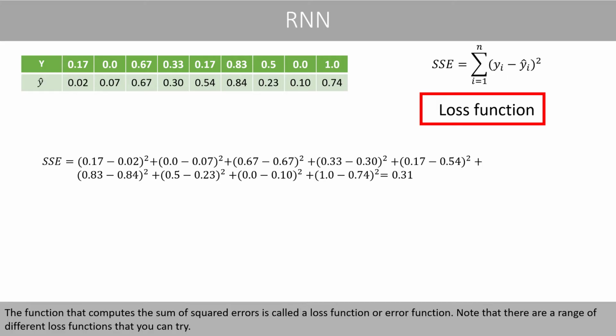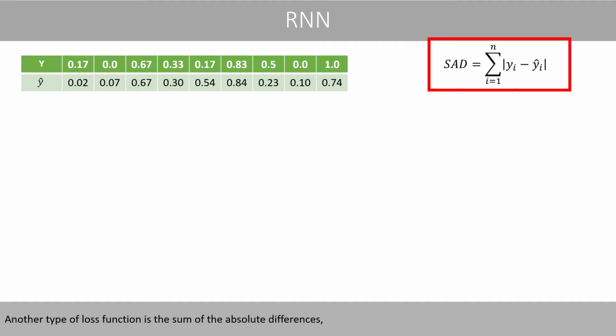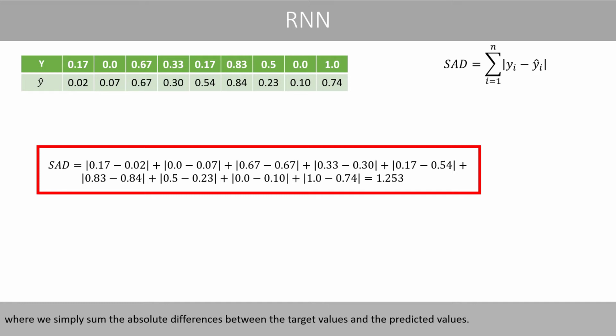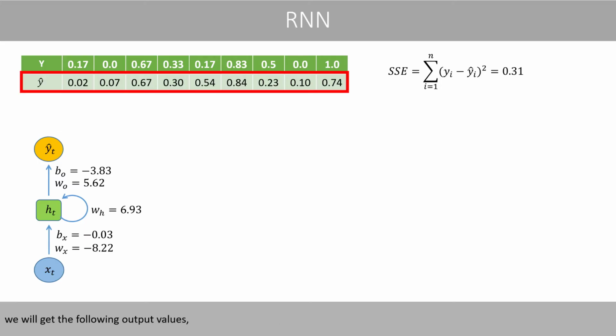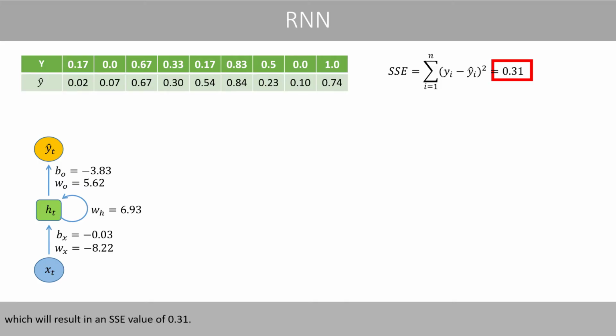Note that there are a range of different loss functions that you can try. Another type of loss function is the sum of the absolute differences, where we simply sum the absolute differences between the target values and the predicted values. I will now try to explain how the weights are optimized during the training process. If we use the following weights, we will get the following output values, which will result in an SSE value of 0.31.